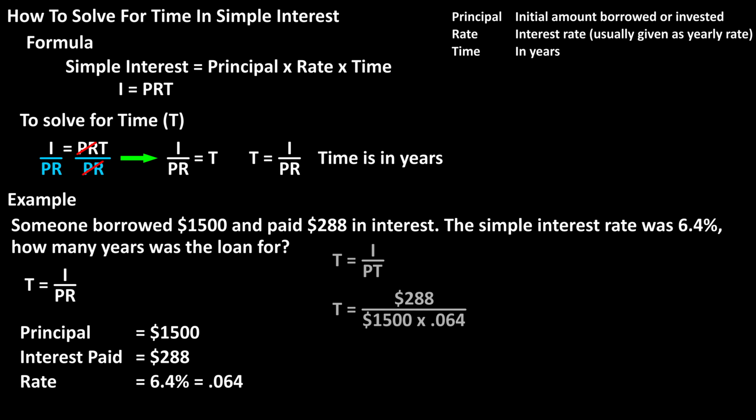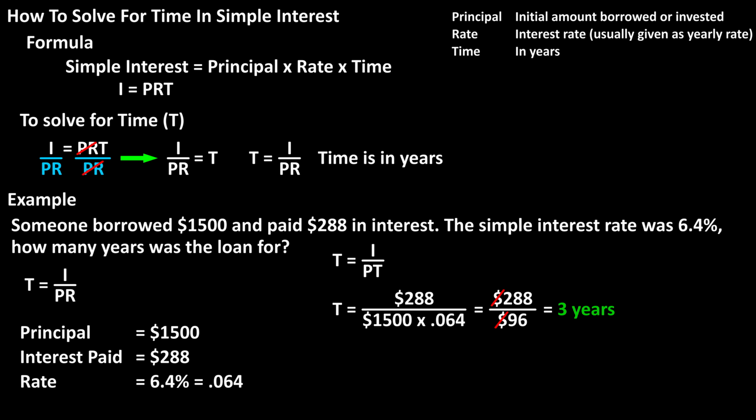So we have time equals $288 divided by $1,500 times 0.064. $1,500 times 0.064 equals $96. And then $288 divided by $96 equals 3. And the dollar signs cancel out. So the loan was for a time period of 3 years.